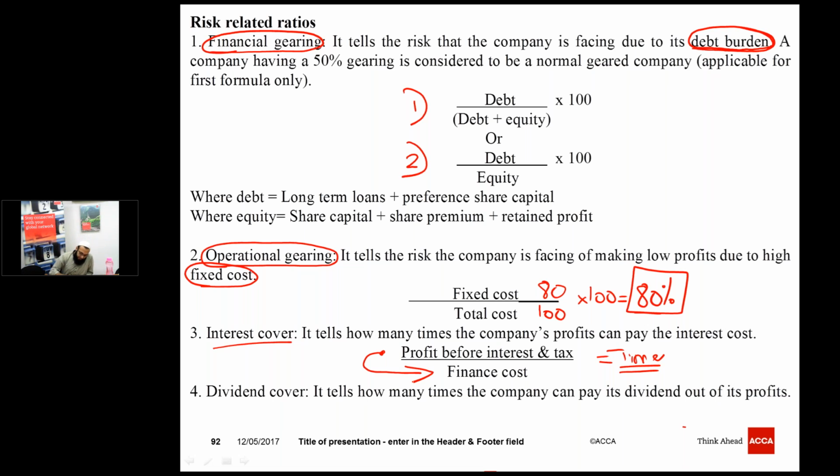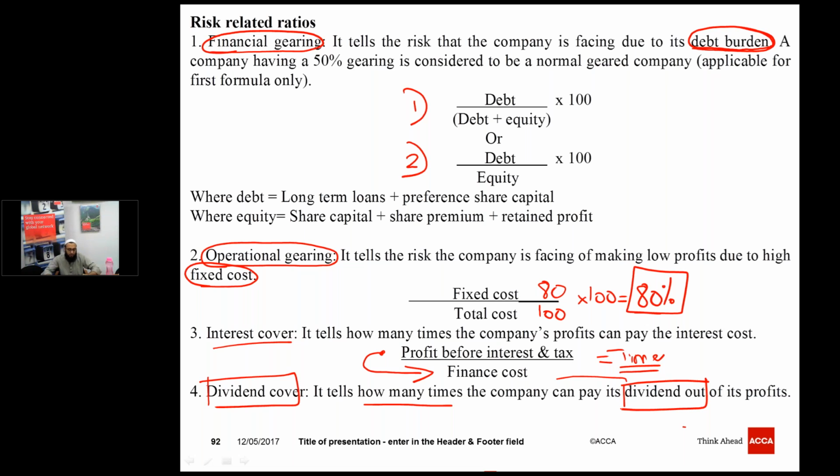Okay. Then comes the last one, and that is dividend cover. It also gives the same message as interest cover, and the message is how many times the company can pay out its dividends. So it again indicates the ability of the company's profit to pay out the dividends. Now I'm sure you got a fair good idea about the basic F2 ratios, which are also used in F5.